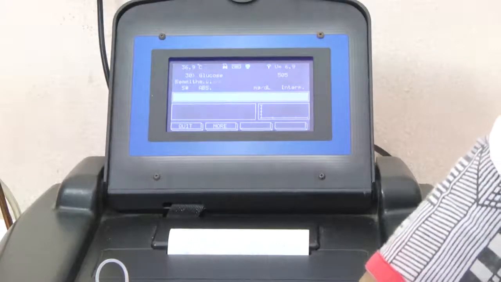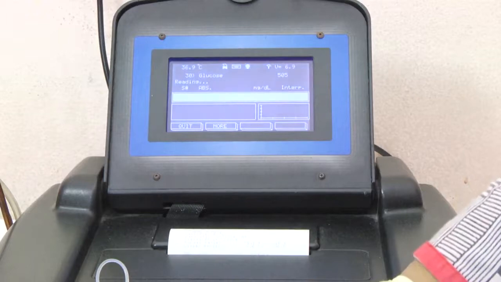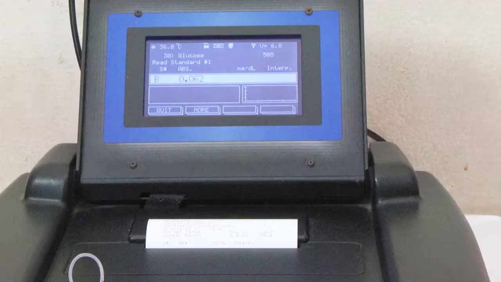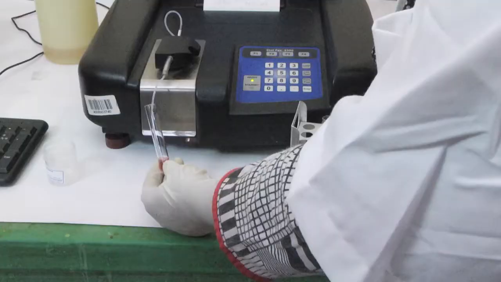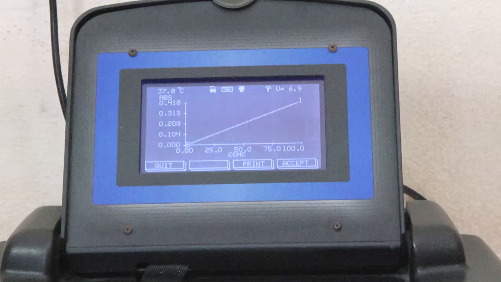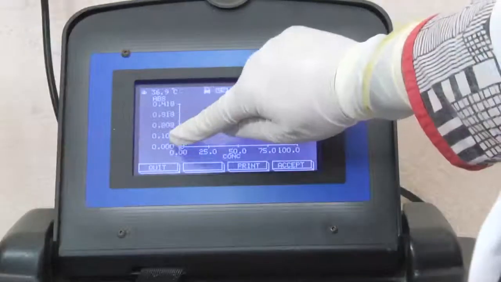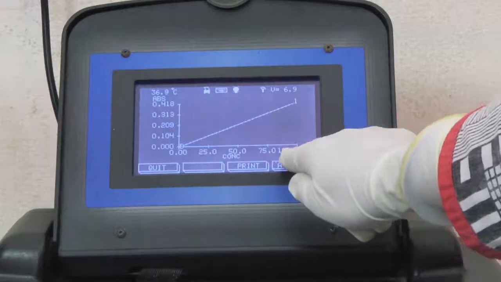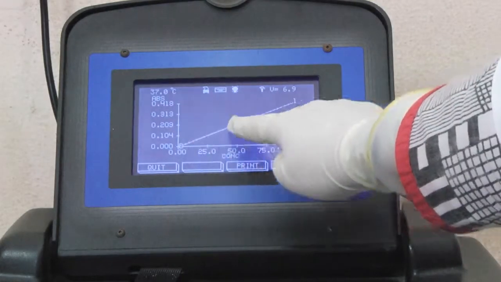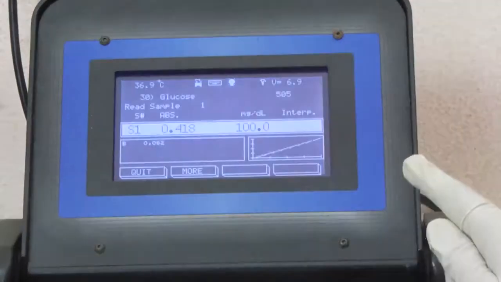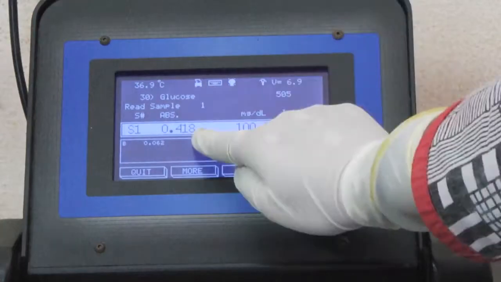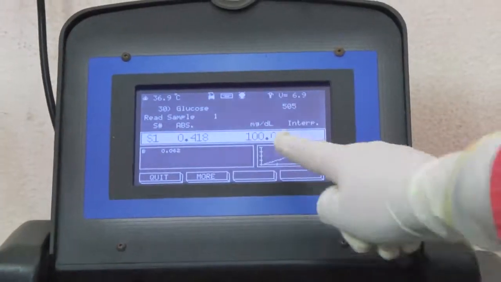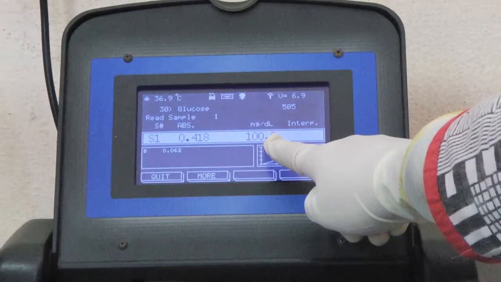Aspirate the blank test tube, that is the one without the standard. Read the absorbance. Here it is 0.062. Now aspirate the standard test tube. A calibration graph is displayed which depicts absorbance on the y-axis and concentration on the x-axis. The graph should be linear. The absorbance of the standard is 0.418 for a concentration of 100 mg per deciliter.